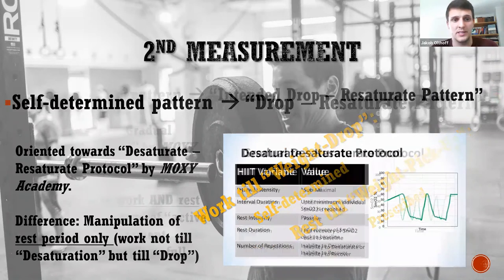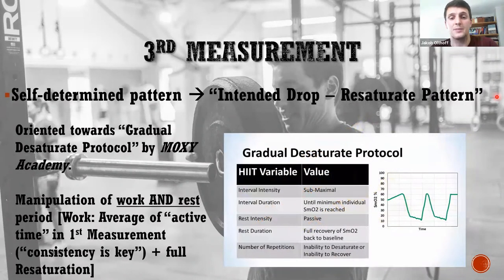In the third measurement, this pattern becomes what we want to call an intended drop resaturate pattern. Again, it's oriented towards something by the Moxy Academy, the gradual desaturate training protocol. Now we want to manipulate work and rest period.